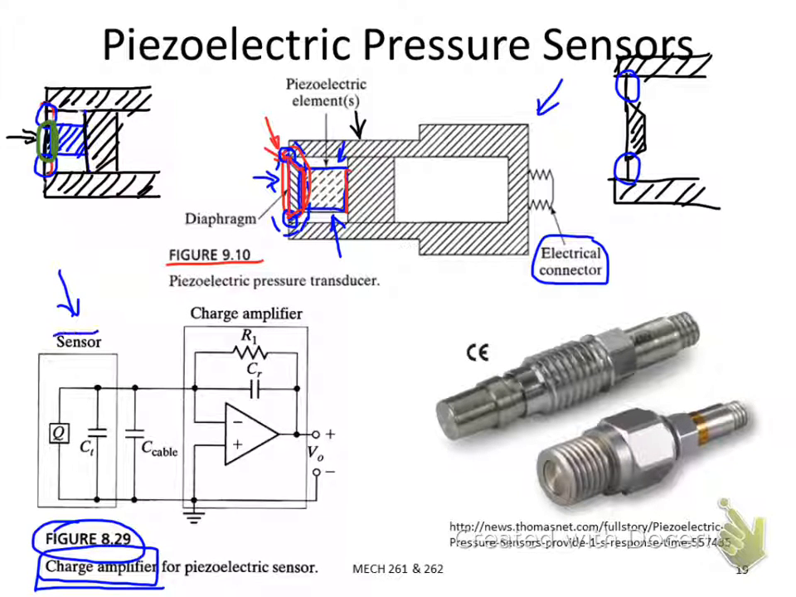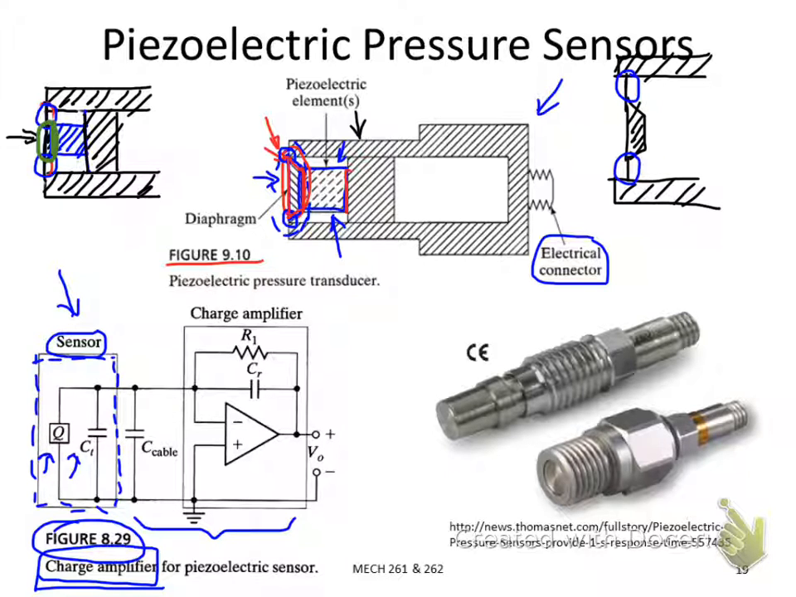This is the sensor part. If you recall, this is the equivalent circuit of the piezoelectric material, regarded as a charge source in parallel connection with an internal capacitor. The rest of the circuit is the charge amplifier circuit. It has a capacitor, and another capacitor in parallel connection with R1, and you have an operational amplifier.